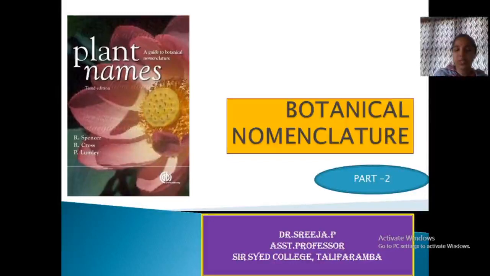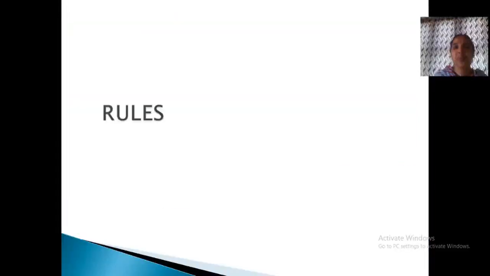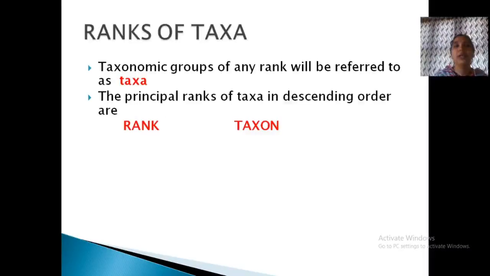Now we are going to discuss the very important session, that is the rules coming under Division 2 of the ICN. Okay. So the first chapter of the division of rules is the ranks of taxa. So you know what is a taxon and what is a rank.